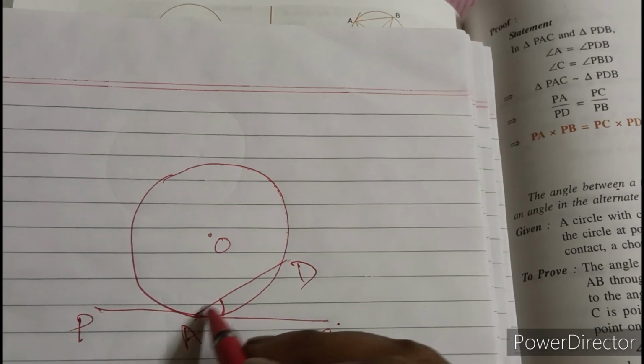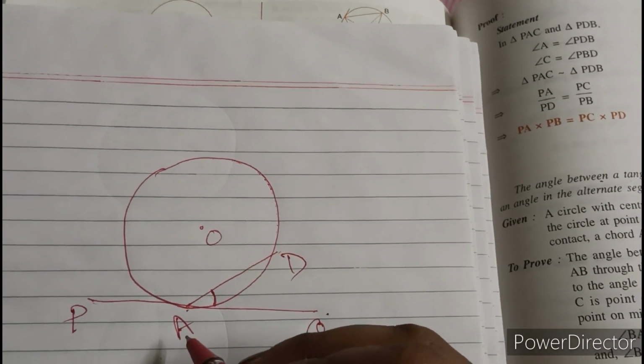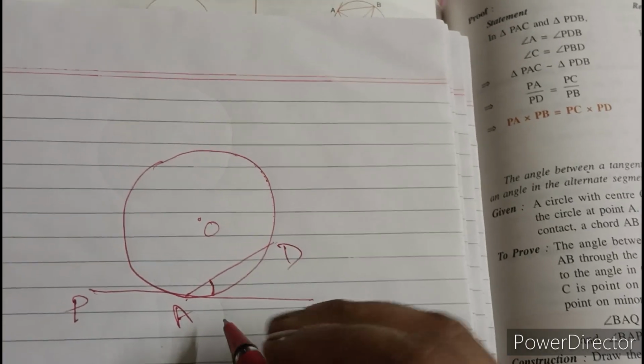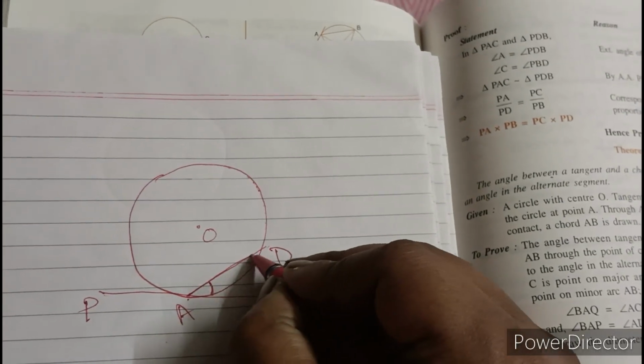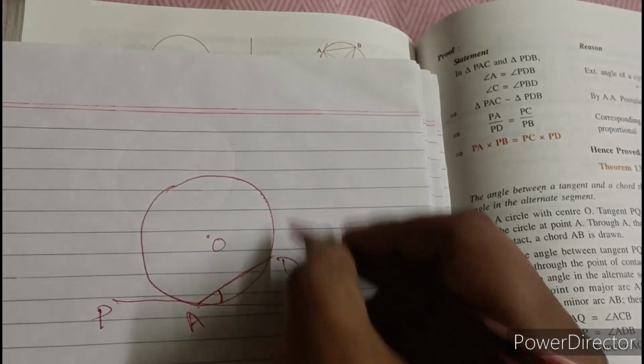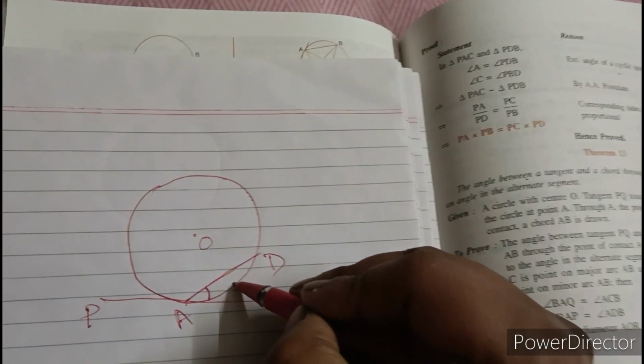This is the tangent, this is the chord, it is making an angle, this one. Now which it is equal to an angle in the alternate segment. Now this chord has two segments. This chord is dividing this full circle into two segments. This is the major segment, and this part is the minor segment, isn't it?